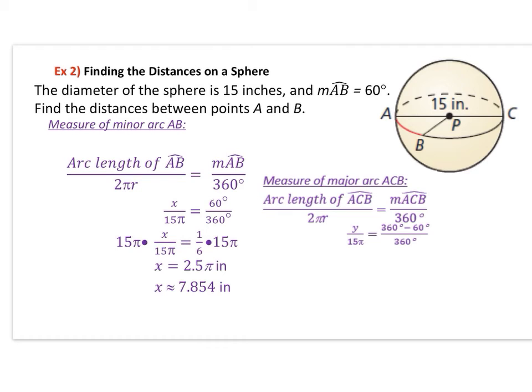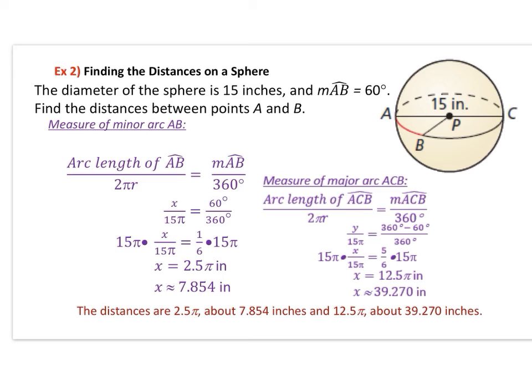We'll say that this is y for the arc length of ACB divided by 15 pi. And this time we need to take 60 from 360 because we're getting the other part of the arc. Multiply both sides by 15 pi and reduce your fraction to 5/6. And that results in exactly 12.5 pi inches for the arc length, or 39.270 inches. So the distances are 2.5 pi, which is about 7.854 inches, and 12.5 pi, which is about 39.270 inches.